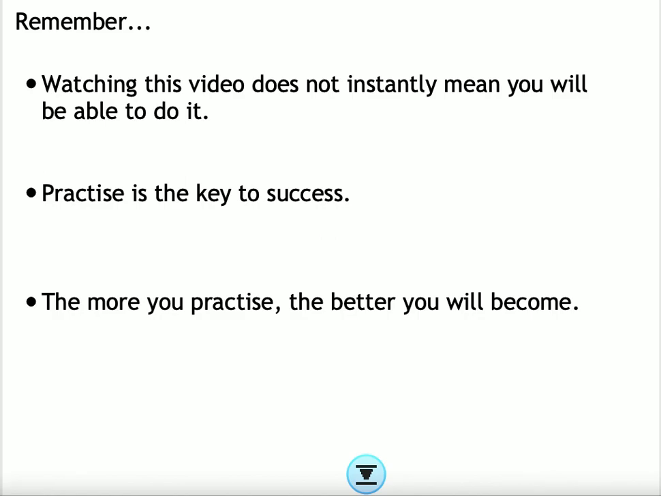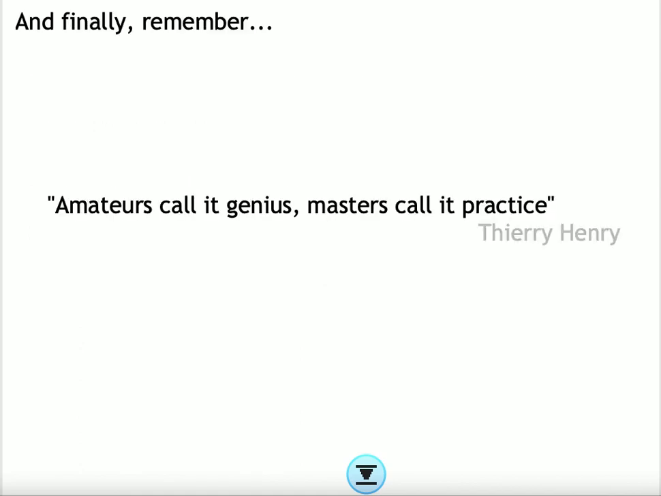So plenty of food for thought there. Please don't worry too much about the vectors question. That tends to appear on other exam boards to that extent. Make sure we're practicing. Make sure that we are asking any questions if we need to. And of course, amateurs call it genius, masters call it practice.